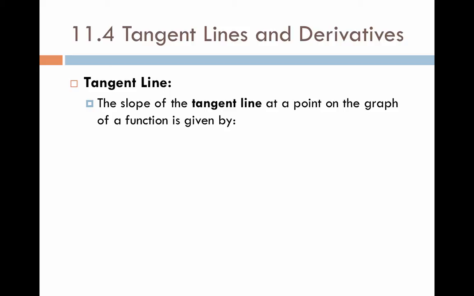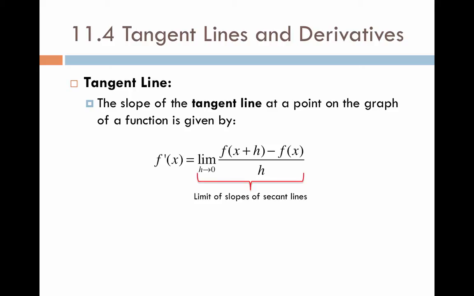Okay, so let's look at the tangent line. The slope of the tangent line at a point on the graph of a function is given by f prime of x equals the limit as h approaches 0, and this expression here is the slope of the secant line. h was the distance between point P and point Q, and we were sliding Q towards point P in the previous animation. So the distance is getting smaller and smaller, so h, that distance, is approaching 0. So this is the limit of slopes of secant lines.